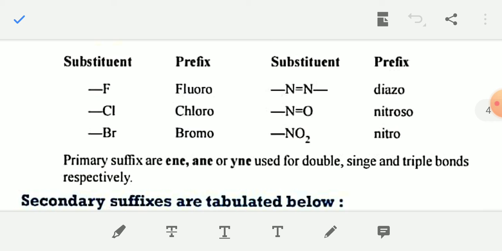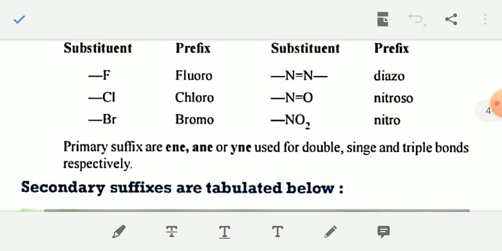If chlorine is present, you have to use the prefix chloro. If Br is present, then you have to use the prefix bromo. Like if N double bond N, then you have to use the prefix diazo. Like this. If NO2 is present, then nitro.